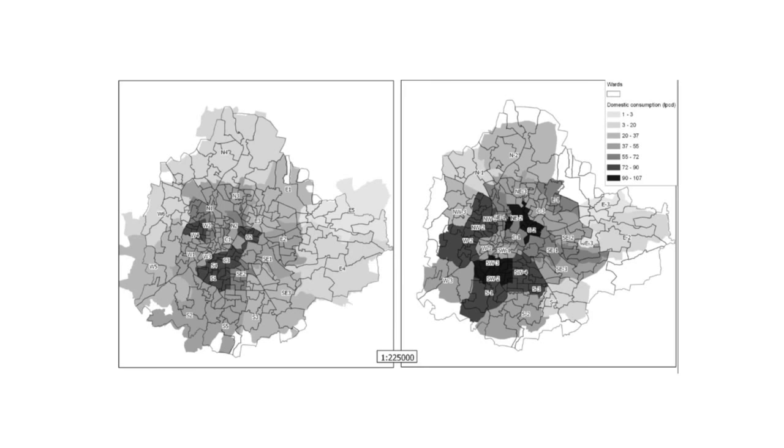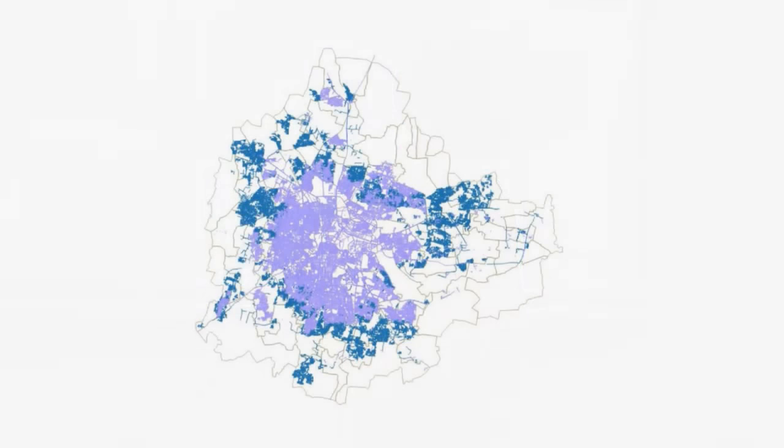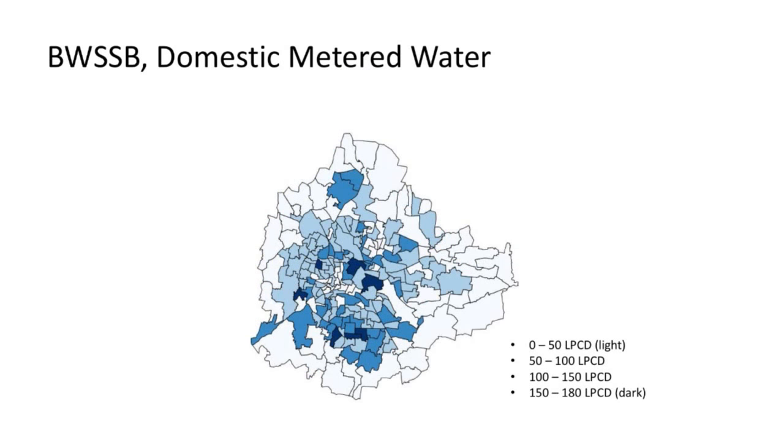All right, so this is the piping infrastructure as it exists today. The dark blue that you see is the last phase that was added in 2013, right? So 2013 basically added the dark blue, and the older ones are shown in the lighter shade here. All right, and this is directly from BWSSB metering data.